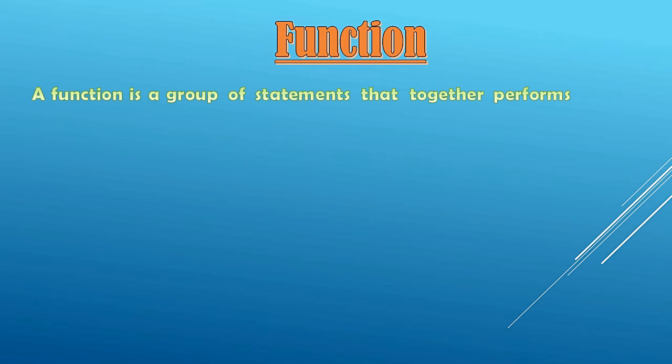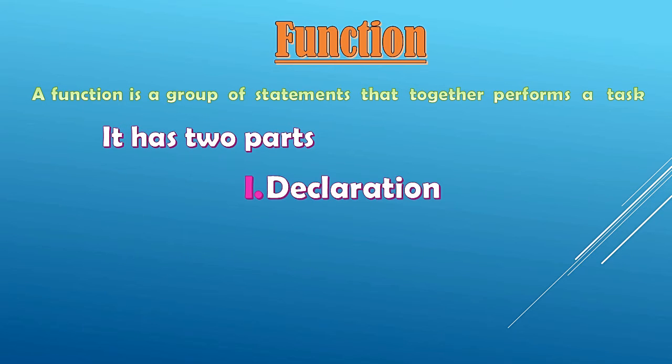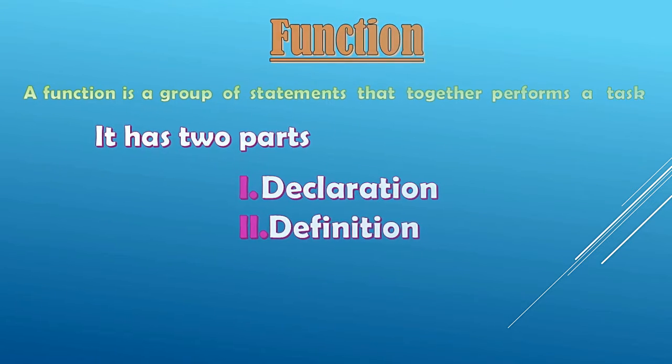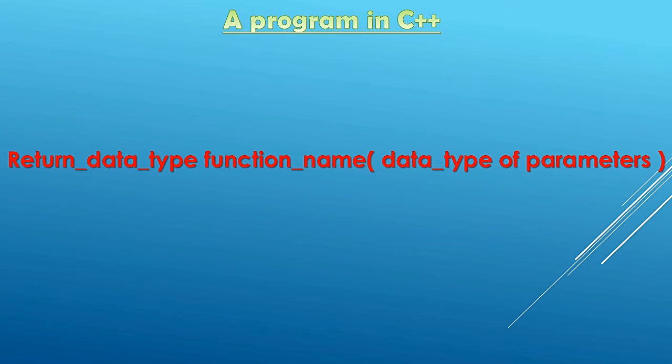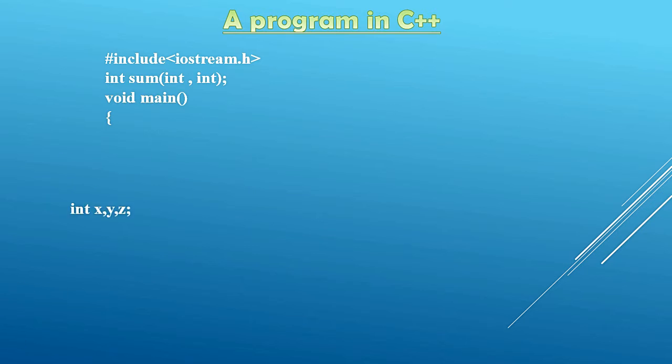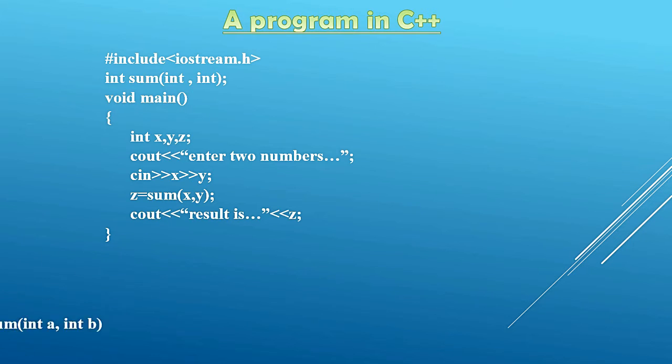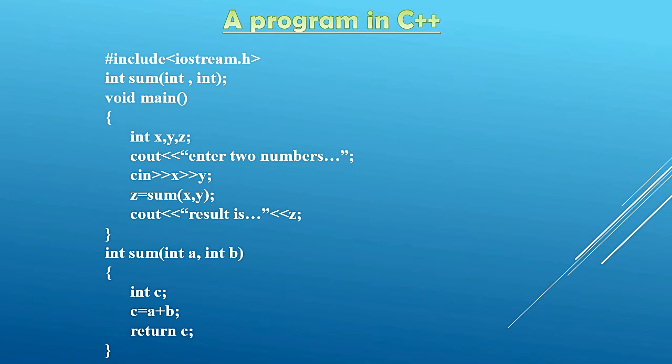So here, function is a group of statements that together performs a task. It has two parts. First one is the prototype declaration and the second one function definition. It will be clear after understanding the following program. The syntax of a prototype declaration of function is return data type, function name, and the data type of the parameter. Here in this program, return data type is integer, function name is sum, and there are two parameters and their data type is integer.